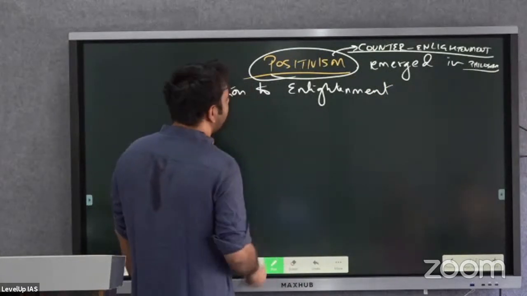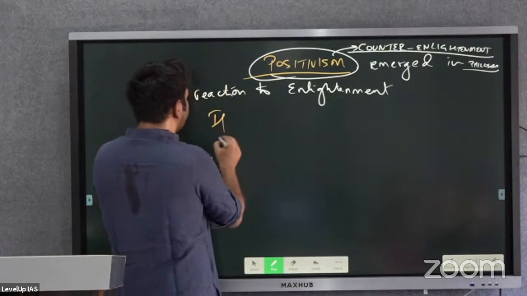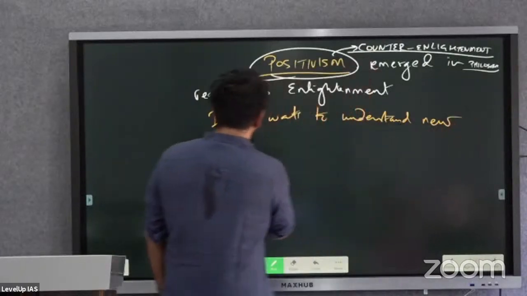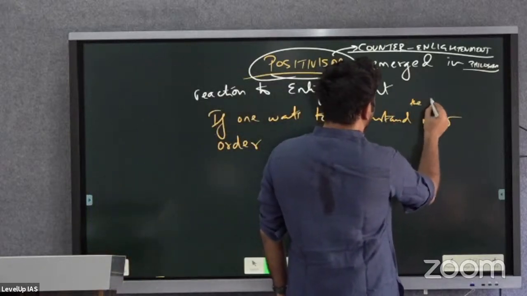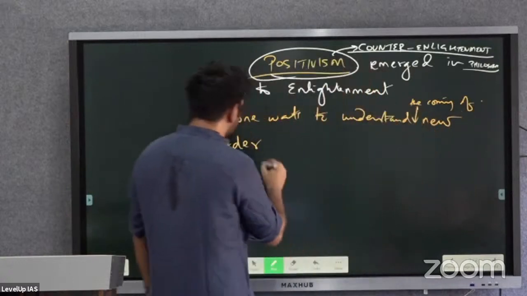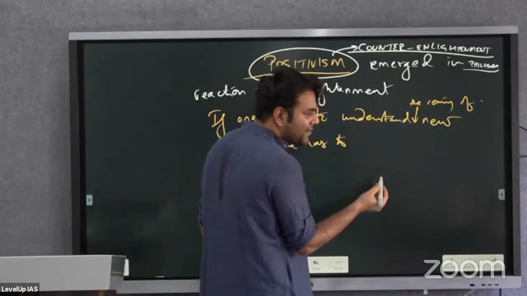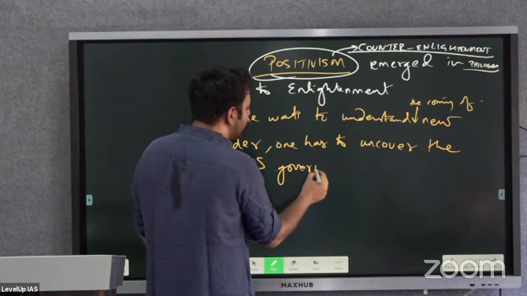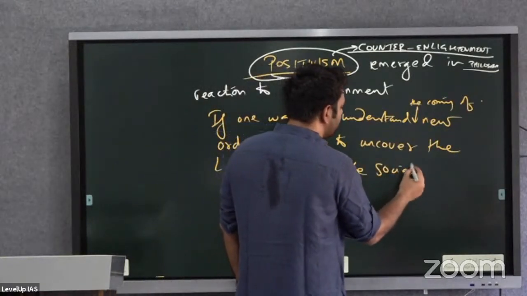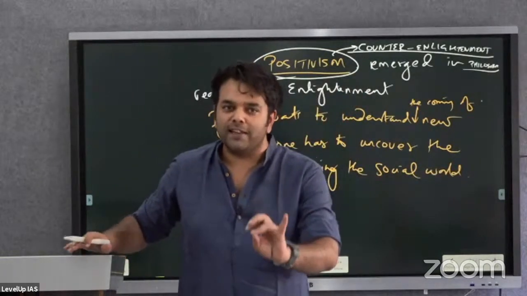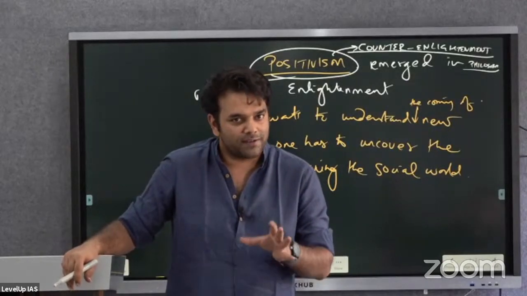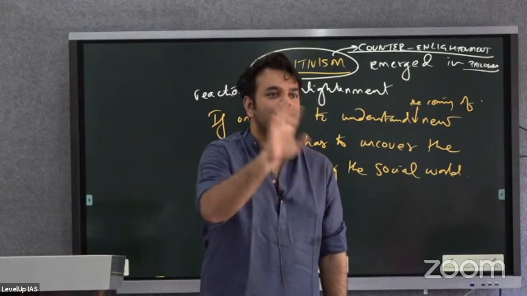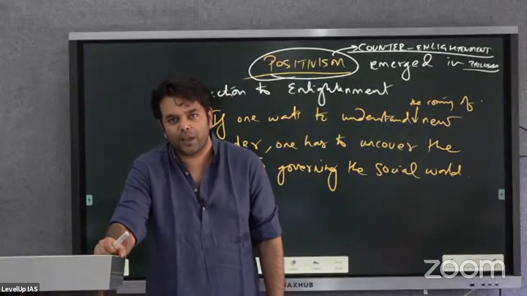Finally, he said, if one wants to understand the new order, or the coming of the new order, one has to uncover the laws governing the social world. If you really want to know when the new peaceful society is going to come, you will have to uncover or discover the laws which actually govern the world. If you know the laws, you can easily predict when the new society, a peaceful, harmonious society, is going to come.